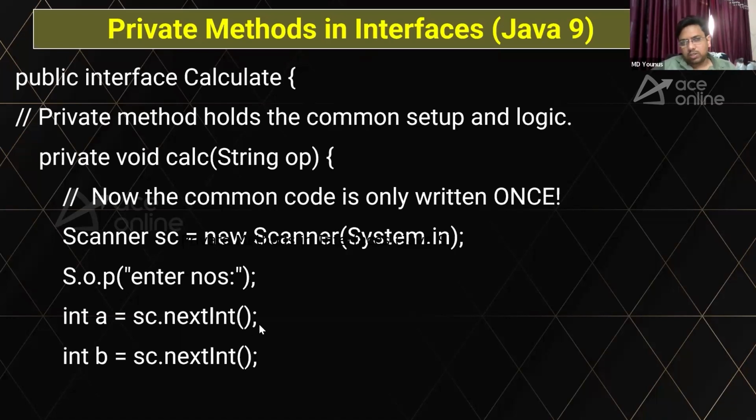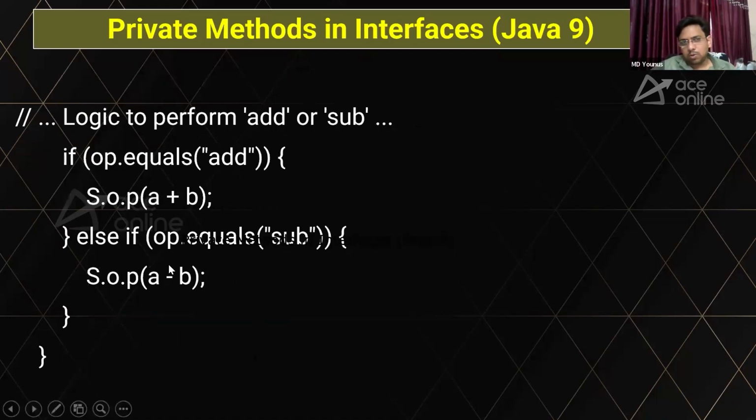Clear for all? Is this clear? Is this code clear that how I provided the private method inside the interface? Okay. Thank you, Sangeeta. Thank you, Worship. Thank you, Abhinay.